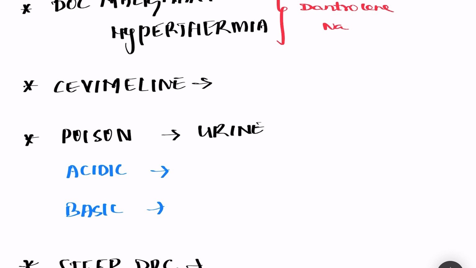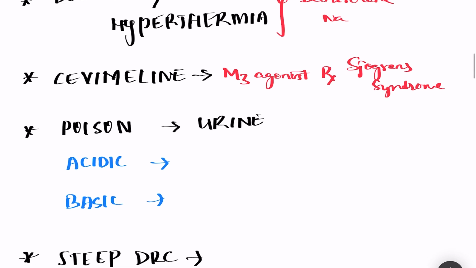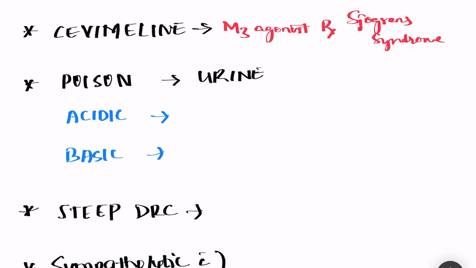So what is cevimeline? Cevimeline is an M3 agonist. Basically, they are used in the treatment of Sjogren's syndrome. So if there is a poisoning due to an acidic drug, what do you want to do to the urine so that the acidic drug will be excreted? The urine should be alkalinized. So how do you do the urinary alkalinization? With the help of sodium bicarbonate.